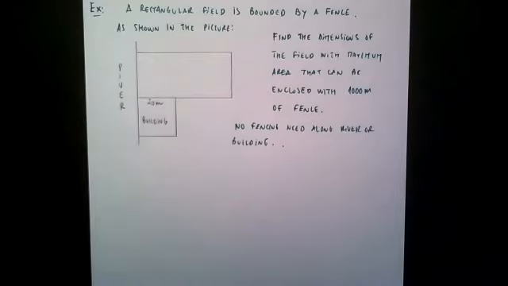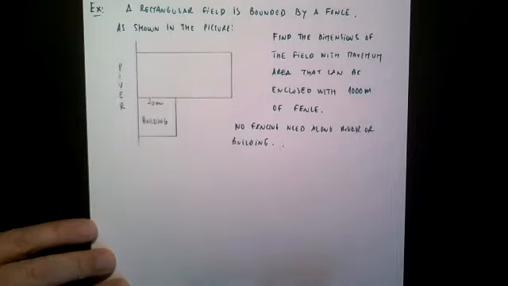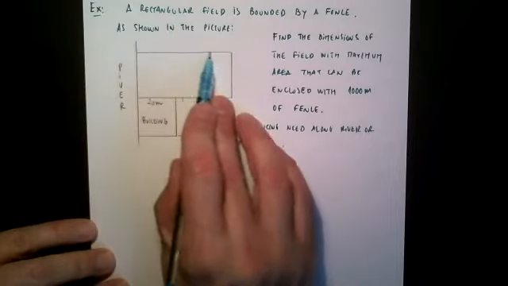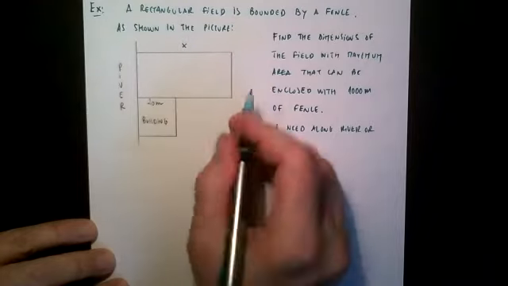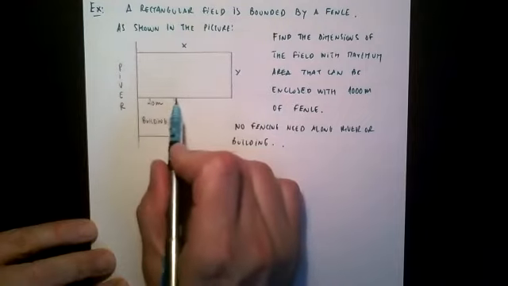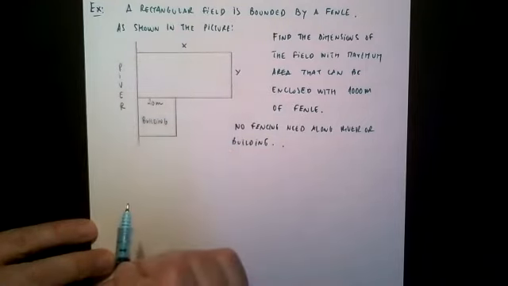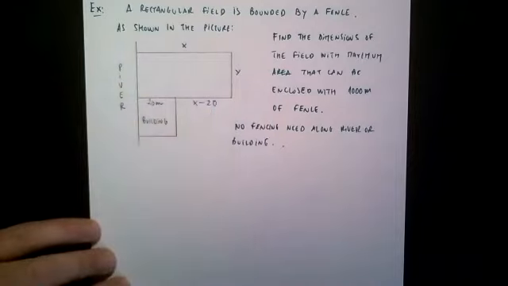The first thing I want to do is label the dimensions of my field. I need fencing here, so this I'm going to call X. The other dimension here is what I'm looking for. I'm going to call Y. And from here to here will be how much? X minus 20. Good. X minus 20.